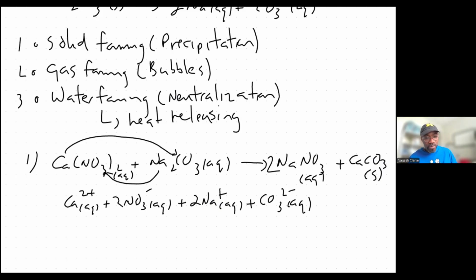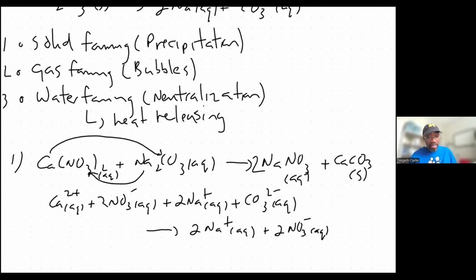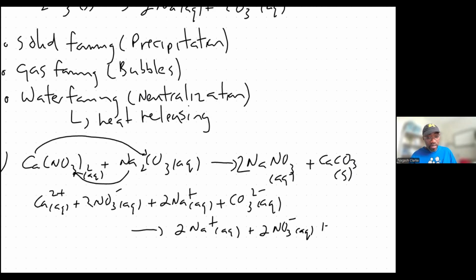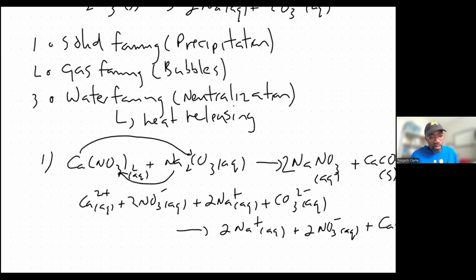That goes to 2 sodium plus 2. So this coefficient here, I have to include the coefficient because it's 2 sodium and 2 nitrates. And then calcium carbonate is insoluble, so it's not going to dissociate. So I leave it. So this is my total ionic equation.